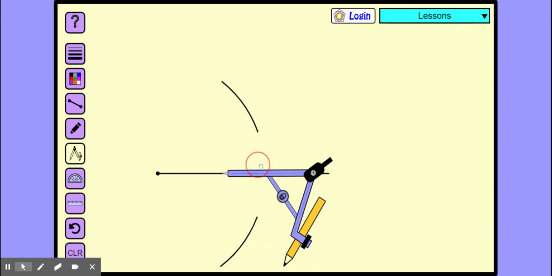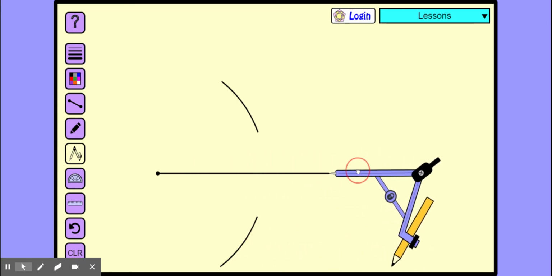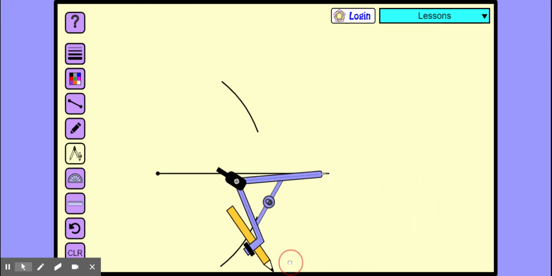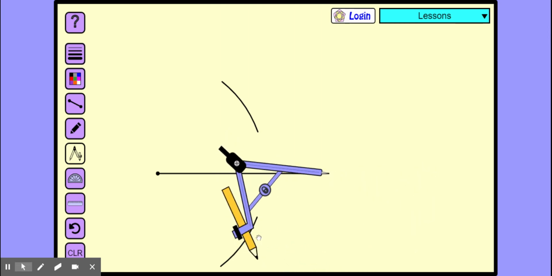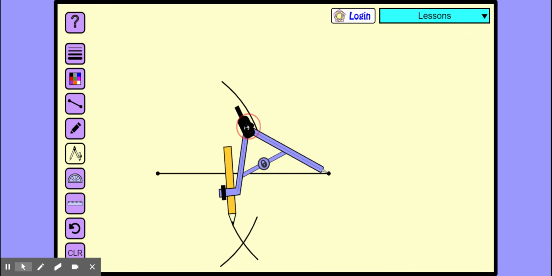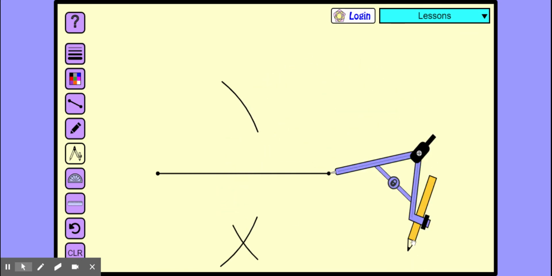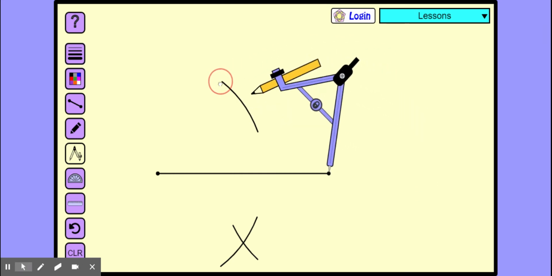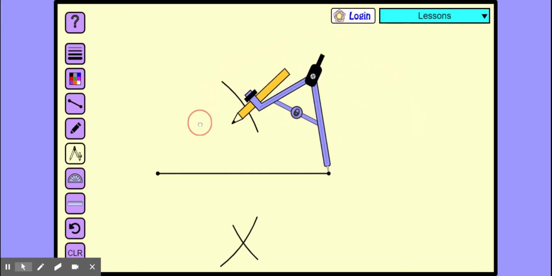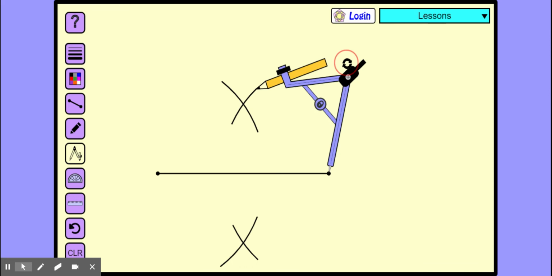Now, without disturbing the radius, with the same radius that you have cut the previous arc, put the needle at the other end and cut another arc to cut your previous arc, right? At both the ends, we are going to cut two arcs like this.